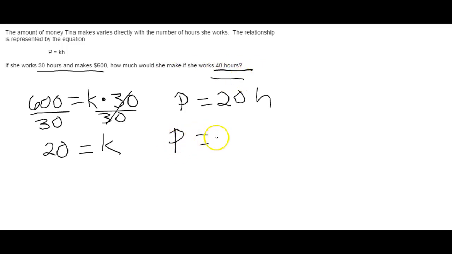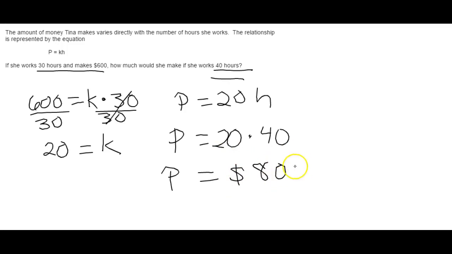So the pay was 600, k times the hours worked was 30. So to get k alone, we do opposite, which is to divide by 30. So 600 divided by 30 is 20. So k is 20. So now the equation is p equals 20h. Now we can take the hours she worked later, the 40 hours, and plug that in to find out her pay if she worked 40 hours. 20 times 40 is 800.